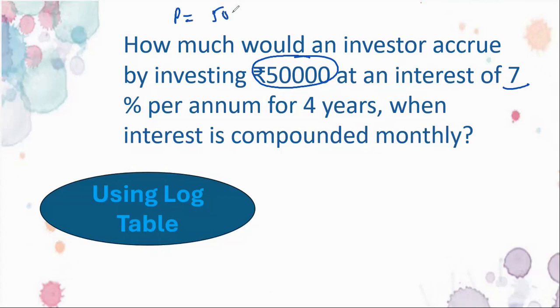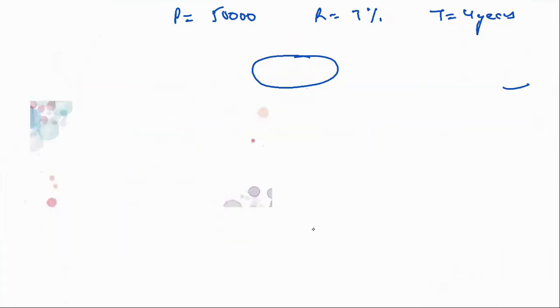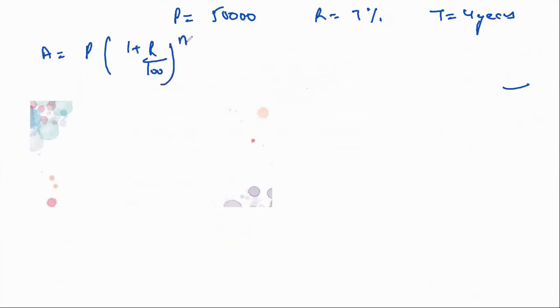So I will write all the data first. The principal is 50,000. The rate is 7% compounded monthly and the time is 4 years. So we know that it's a question of compound interest. And when the question is of compound interest, the formula that we apply to find the amount is A equals P (1 plus R over 100) raised to the power N.